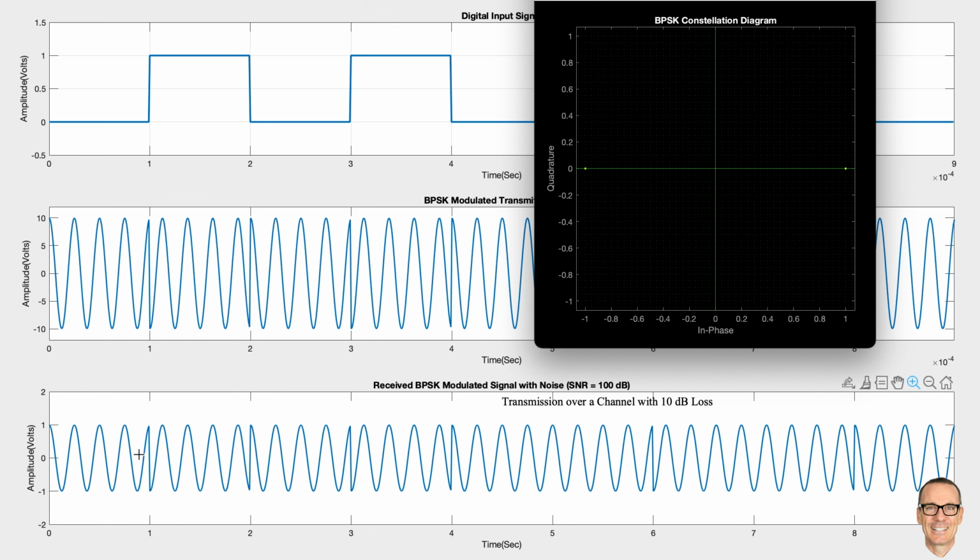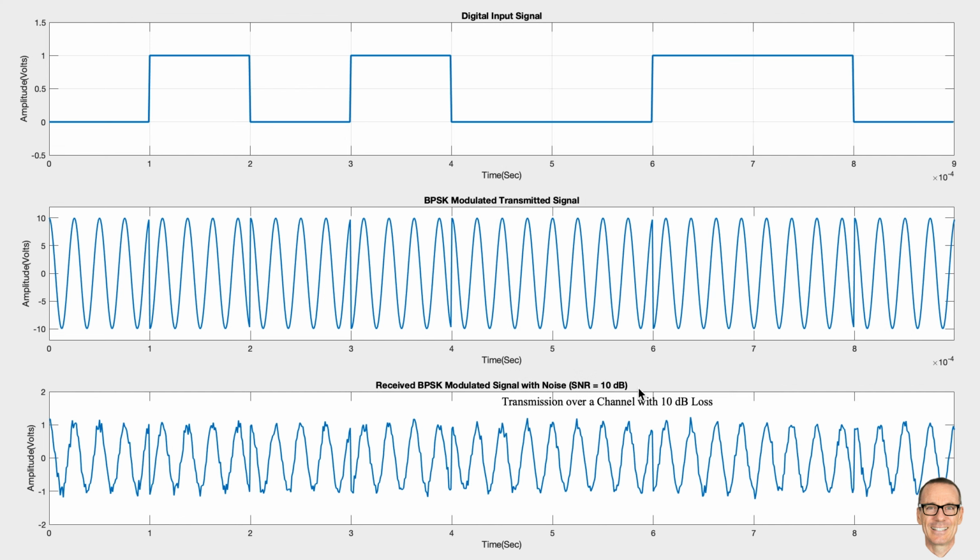For each one of these symbol periods, it can be represented by a dot on this constellation diagram. When there's no noise, there will either be a dot at +1 here or -1 here. So let's see the effect of adding noise, so a more noisy receiver electronics. And here's the case when the SNR equals 10 dB. Of course, the top two figures are the same.